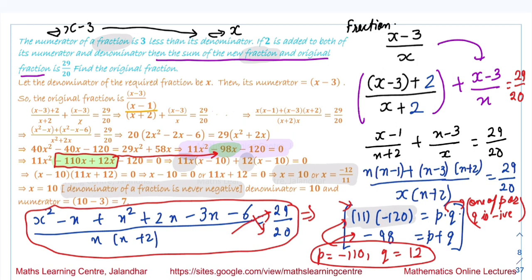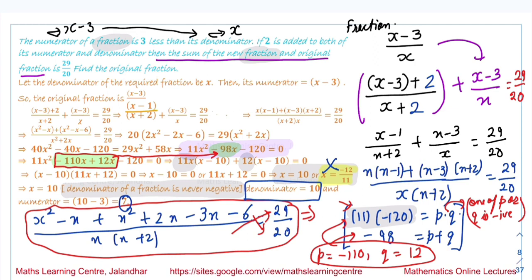So we are saying that because of this reason, this x is equal to minus 12 by 11 is not possible. This value is not possible. So the denominator of the fraction we have is 10, the numerator of the fraction we have is 7, and the required fraction will be 7 by 10.